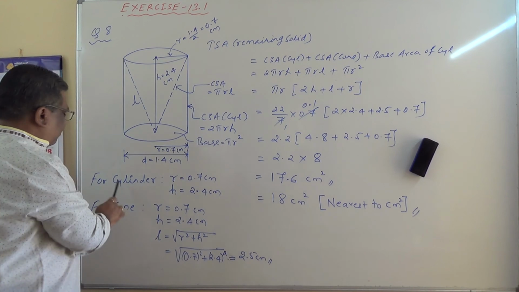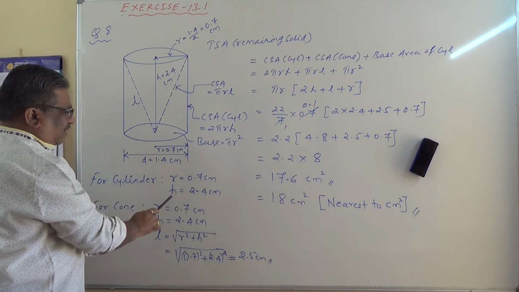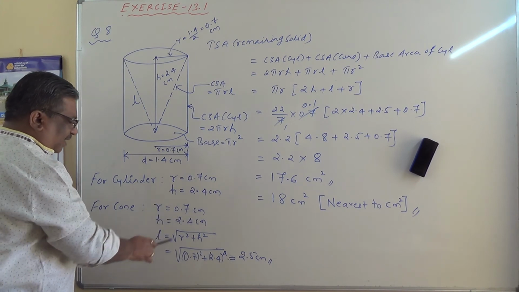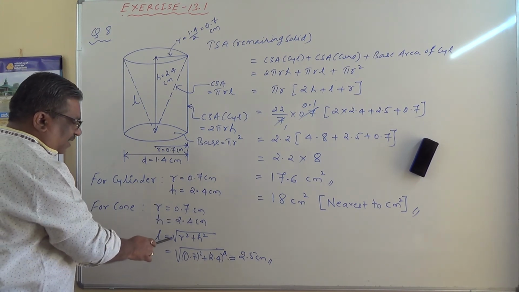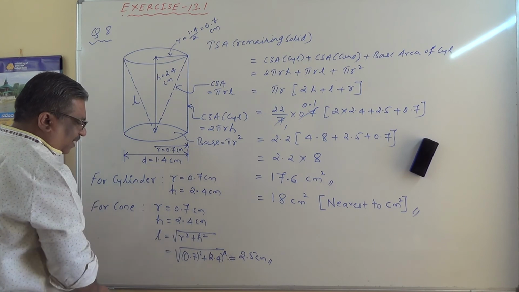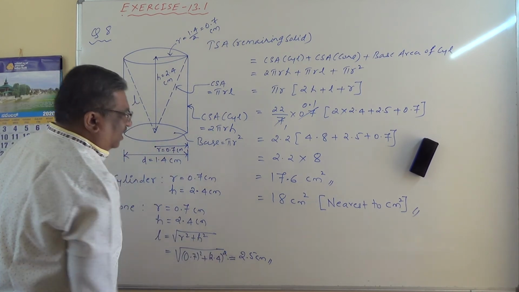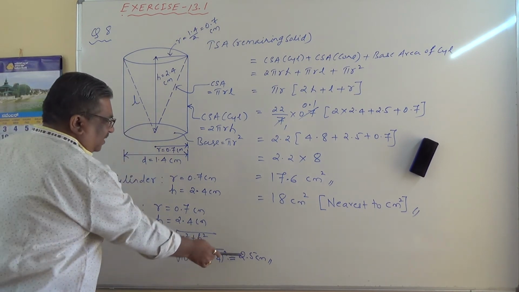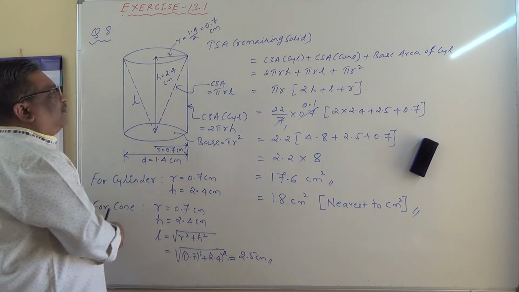So let us see, for cylinder r is 0.7 centimeter, h is 2.4 centimeter. For cone, radius is same, height is same. So you can find out the slant height under root of r square plus h square. This is the formula. If you work out, it is 2.5 centimeter. So this slant height is 2.5 centimeter is what we have worked out.